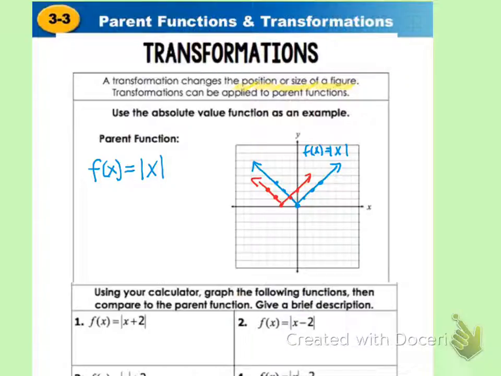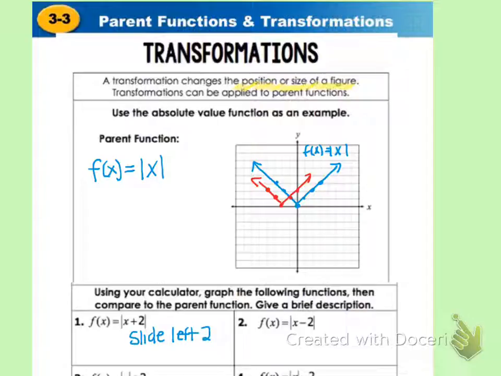And you can clearly see how every single point just went 2 units to the left, even the vertex, 2 units to the left, points here 2 units to the left. And so if I wanted to describe what's actually happening in comparison to the parent graph, it is slid left 2.